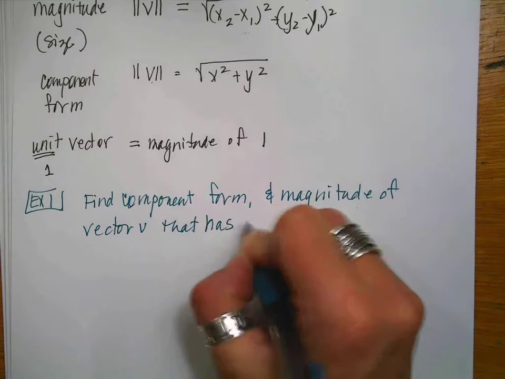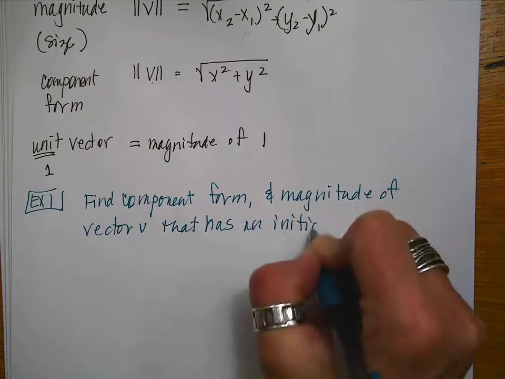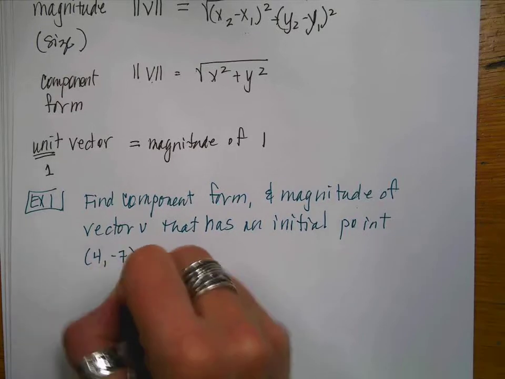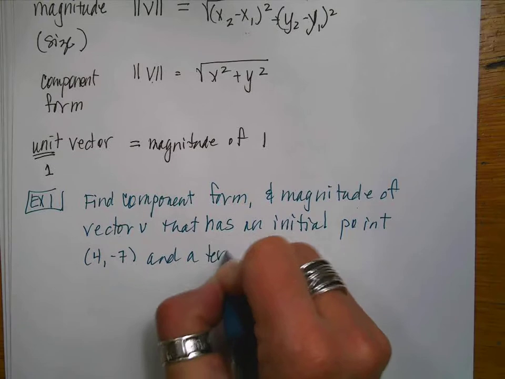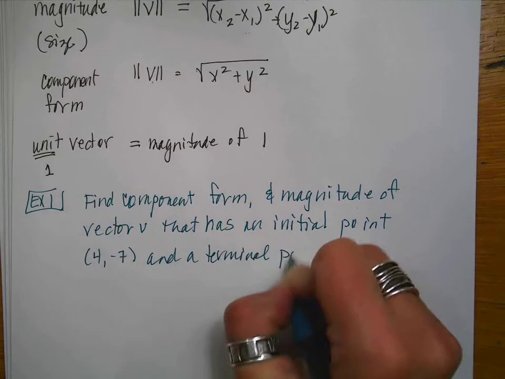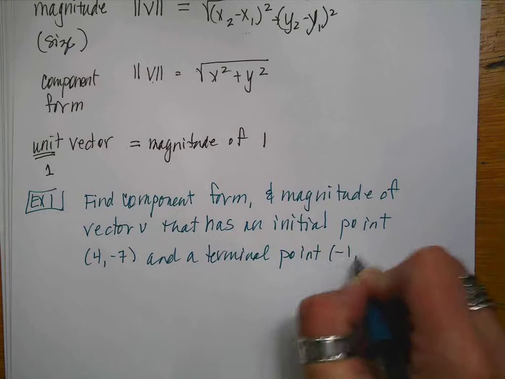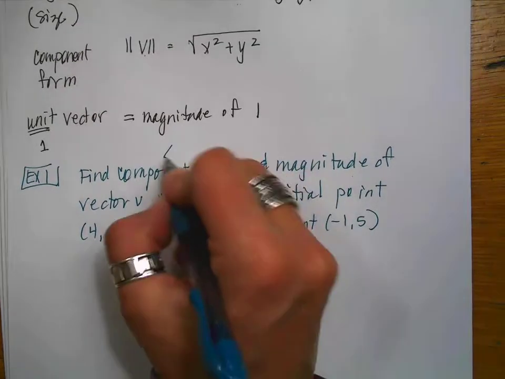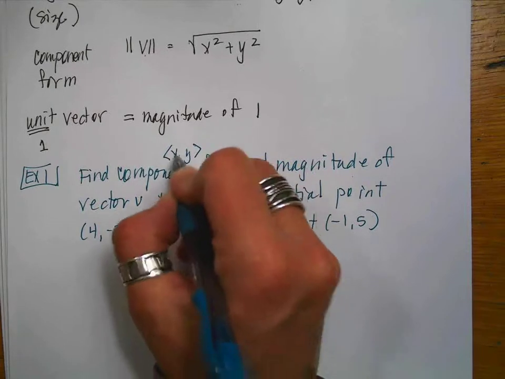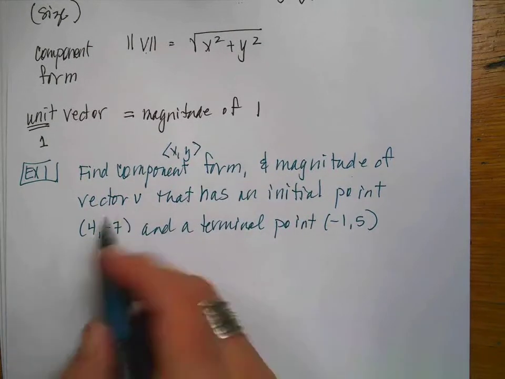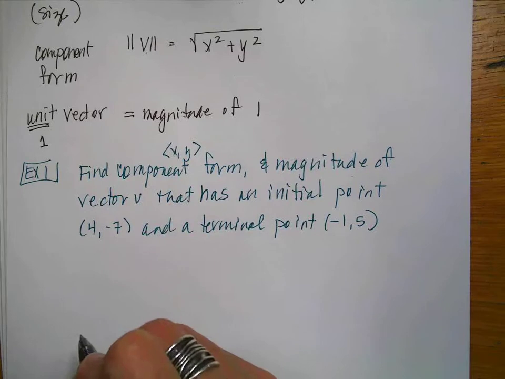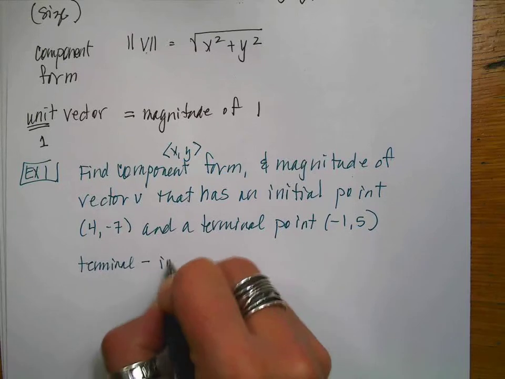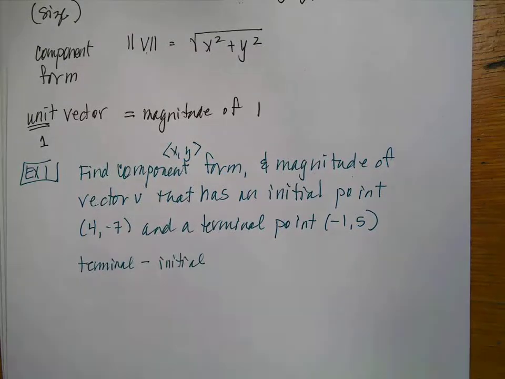that has an initial point of (4, 7) and a terminal point of (-1, 5). Alrighty, so I want to find the component form of my vector. Remember, that's going to be my x and my y. My component form is always going to be terminal minus initial. Okay, that's important to remember. So it's terminal minus initial.